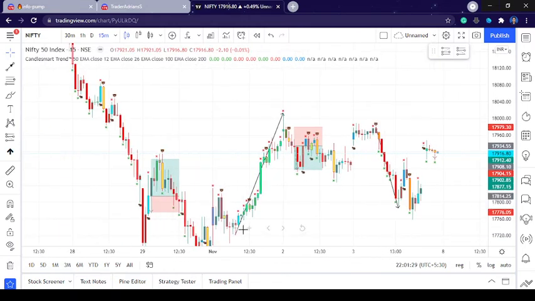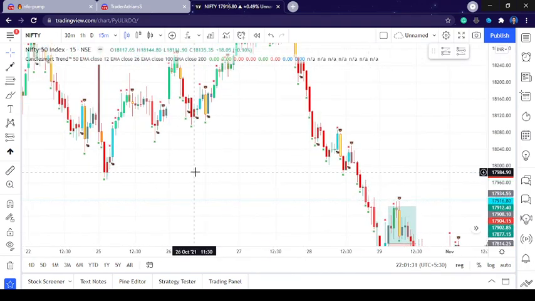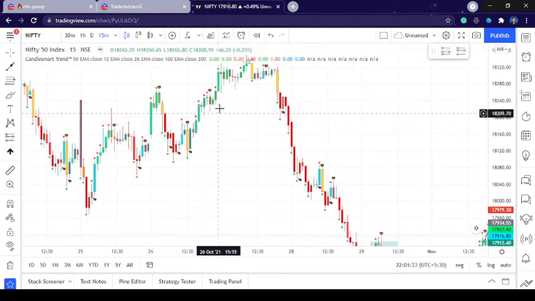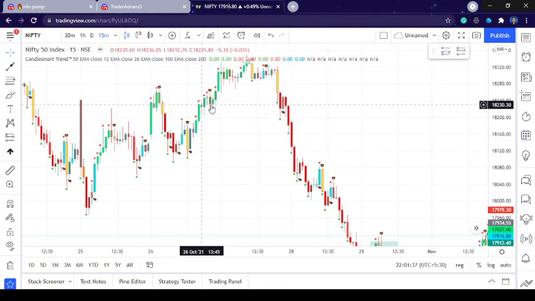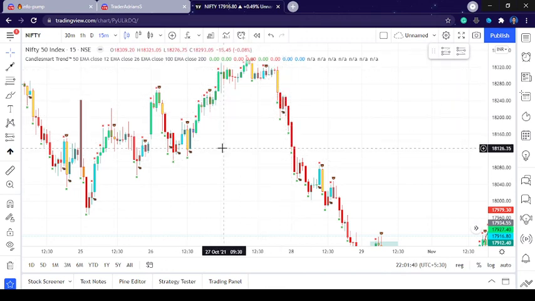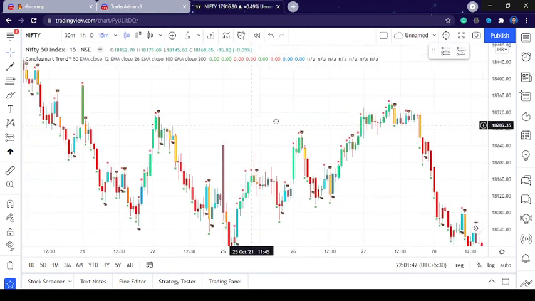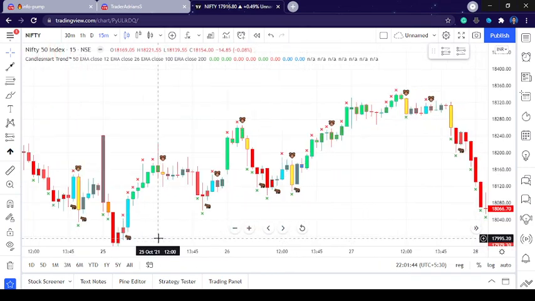So in this way you can analyze these charts. See here also huge order blocks got blocked, and after that a downtrend formed, and all these order blocks got filled and it came down. Basically if you observe this, you will get to know what is happening exactly.